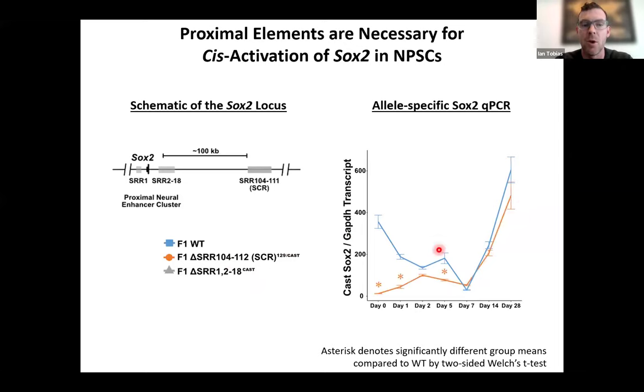And so this orange tracing is in SCR null cells. This is a very consistent result with the SCR being dispensable for neural differentiation. These cells are initially deficient in their SOX2 expression, but really have no issues upregulating or inducing SOX2 transcription during neural stem and progenitor cell differentiation. However, in this expression time course we're plotting in gray, we have genetically modified lines that carry deletion of the proximal neural enhancer regions. And we see here that SOX2 reactivation in the neural lineage is blunted.